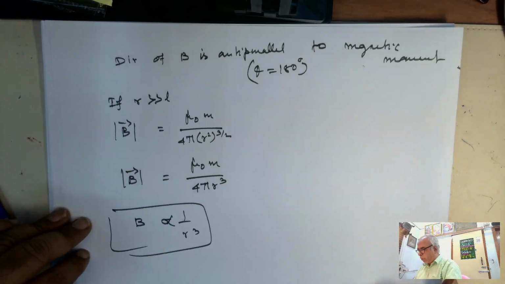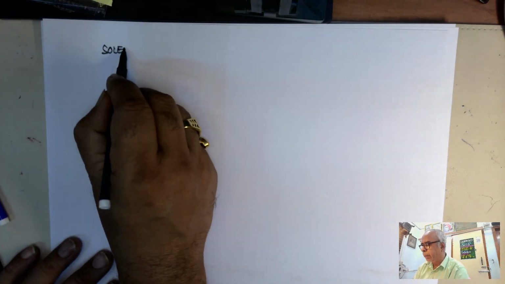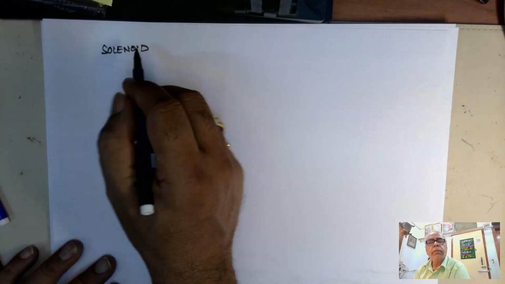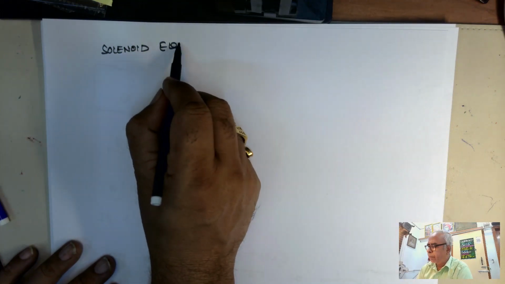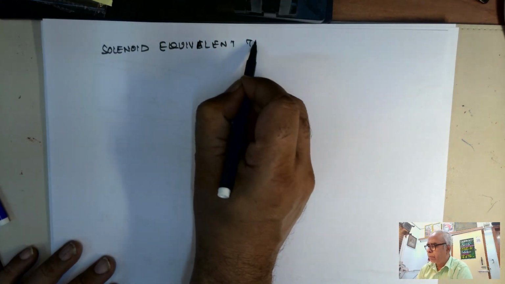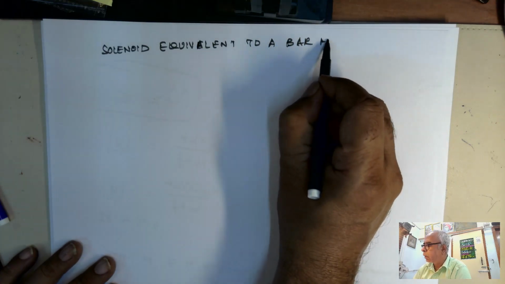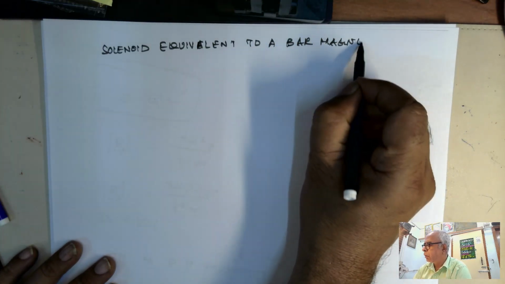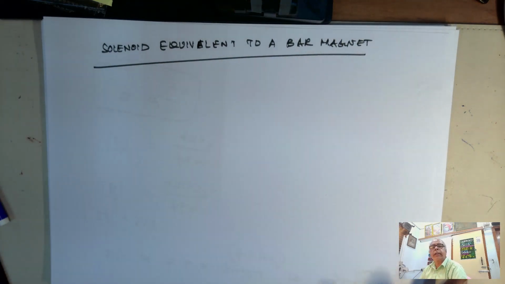Now we are going to show that the solenoid is equivalent to a bar magnet. So this is another important concept. Solenoid is equivalent to a bar magnet.